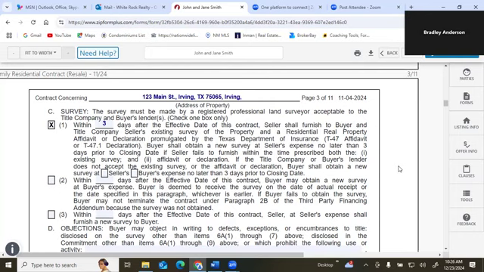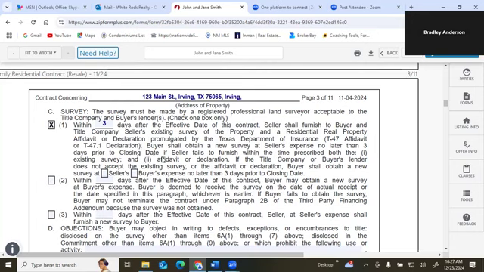Now, there is also an affidavit or a sworn statement that the seller has to sign that pretty much says this survey is current. I didn't add a pool. I didn't add an extension to my patio. I haven't changed the configuration of the property. Okay. But there is also a declaration that pretty much says the same thing, but it does not need to be notarized.